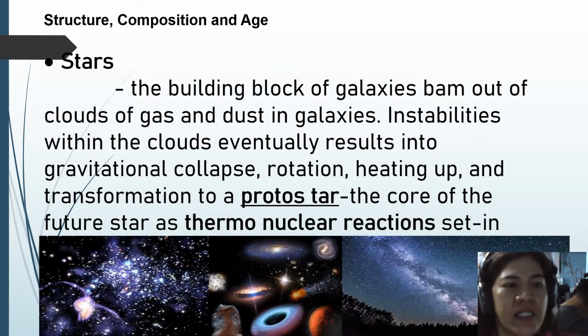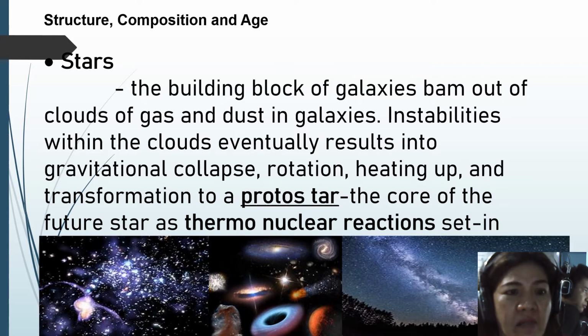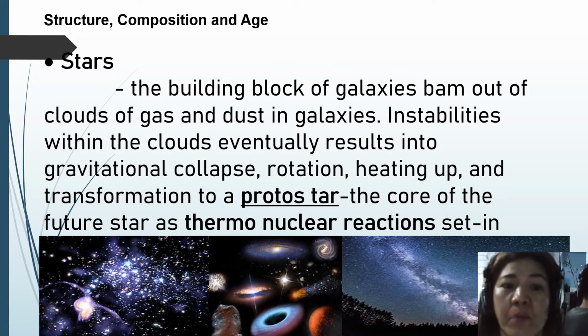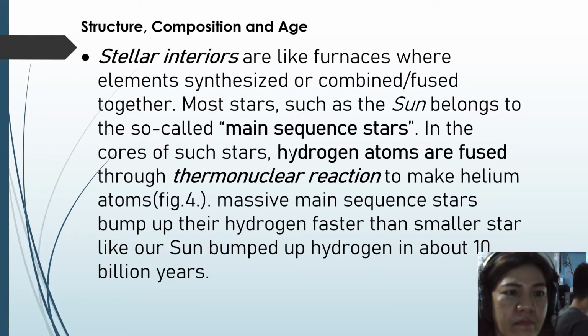Now, we have the stars. Stars are the building blocks of galaxies, born out of clouds of gas and dust in galaxies. Instabilities within the clouds eventually result in gravitational collapse, rotation, heating up, and transformation into a protostar, the core of the future star, as thermonuclear reactions set in. Now, what are stellar interiors? They are just like furnaces where elements synthesize, or combine and fuse together.